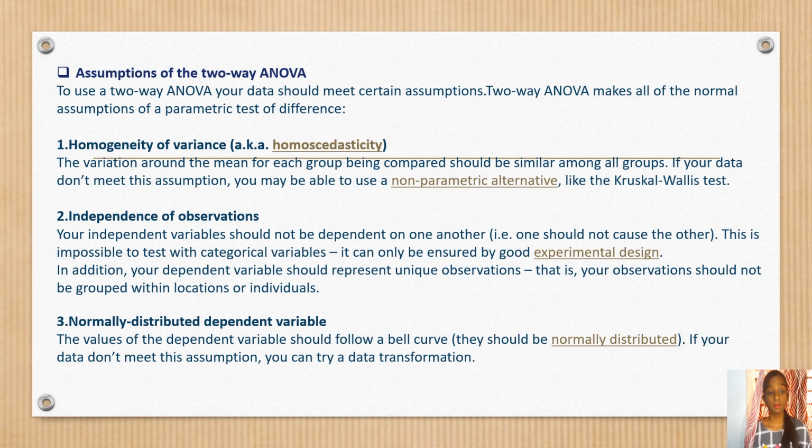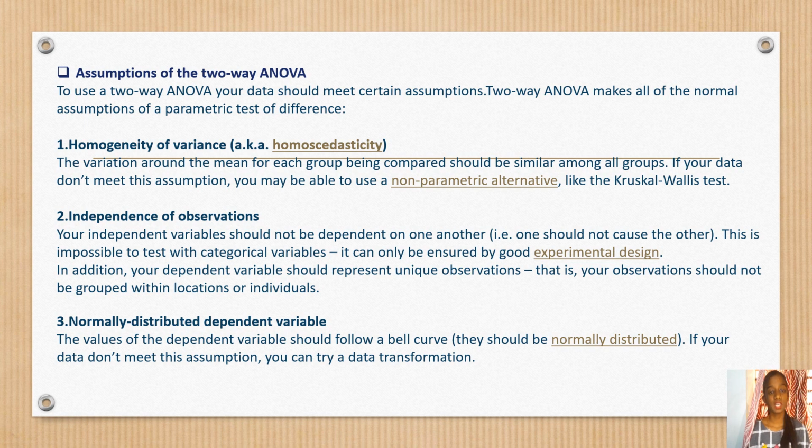Next we'll see what the assumptions are. Assumptions are nothing but the conditions the data should meet for two-way ANOVA. Two-way ANOVA makes all the normal assumptions of a parametric test of difference. The first one is homogeneity of variance. The variation around the mean for each group being compared should be similar across all the groups. If your data don't meet this assumption, you may be able to use a non-parametric alternative like the Kruskal-Wallis test.